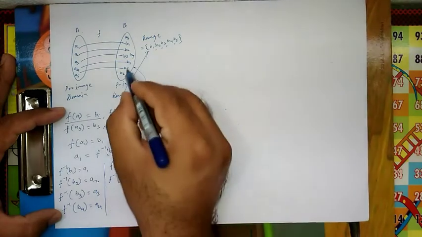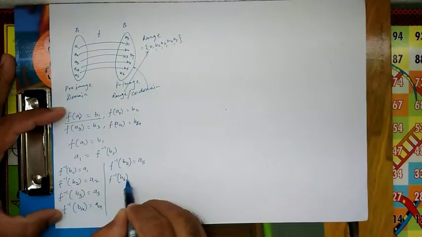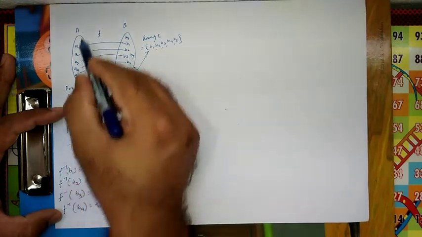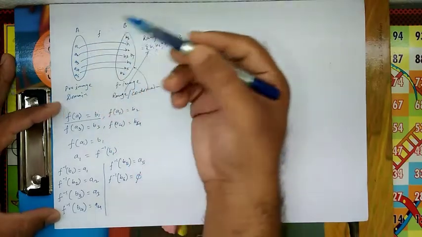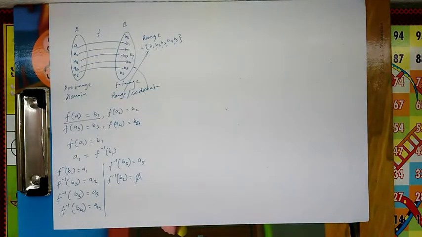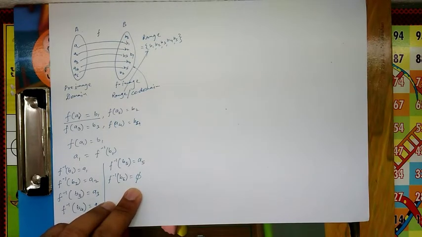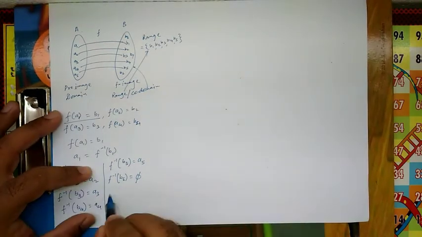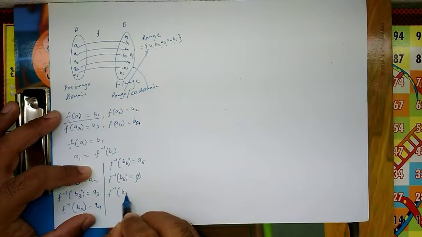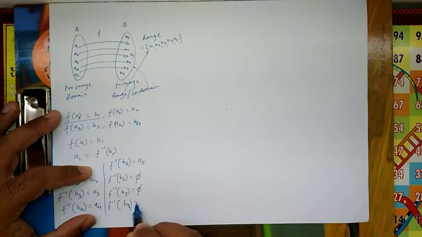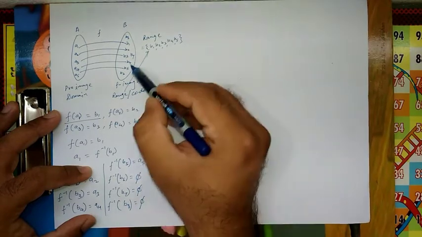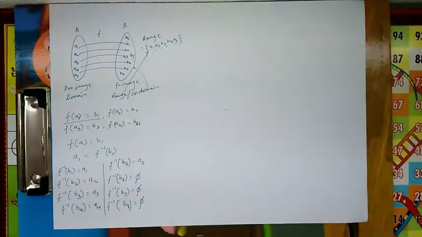F inverse B6, I'll get empty set, as B6 is nowhere related to this set A, so it is nothing but null. Similarly, F inverse B7 and F inverse B8 are also empty. Okay, so this is the thing we are getting.